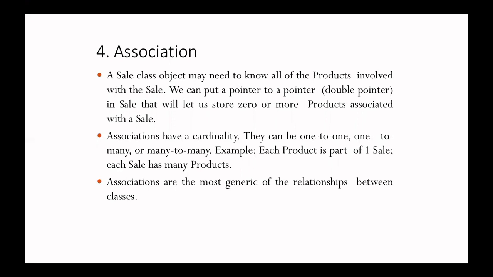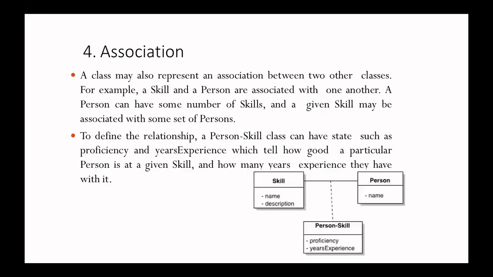Associations have a cardinality. They can be one to one, one to many, or many to many. For example, each product is a part of a cell. Each cell has many products. Associations are the most generic of the relationships between classes. A class may also represent an association between two other classes.